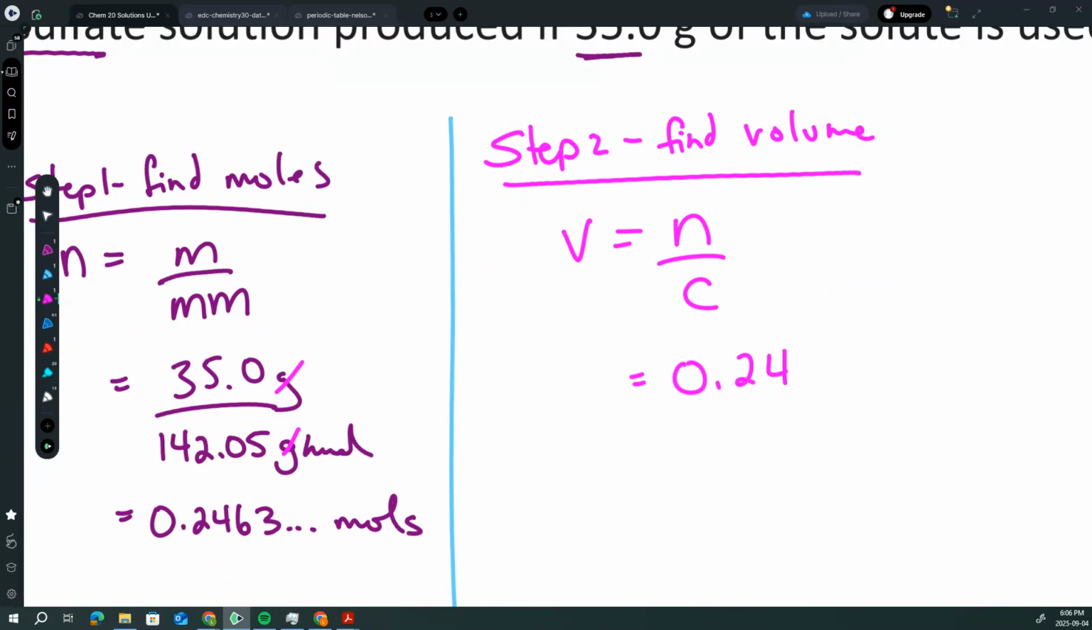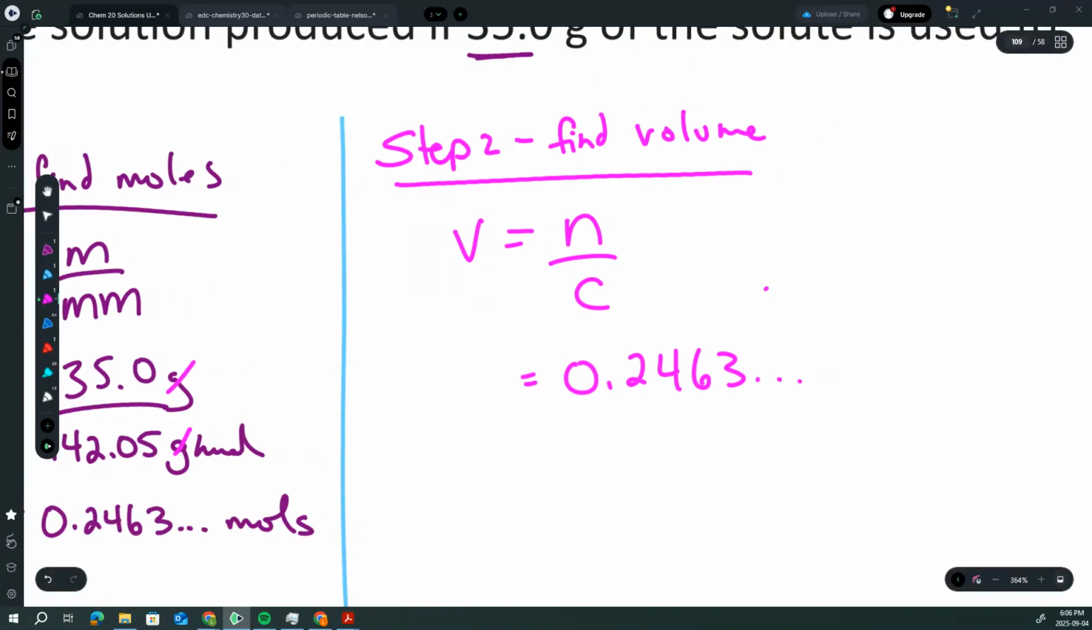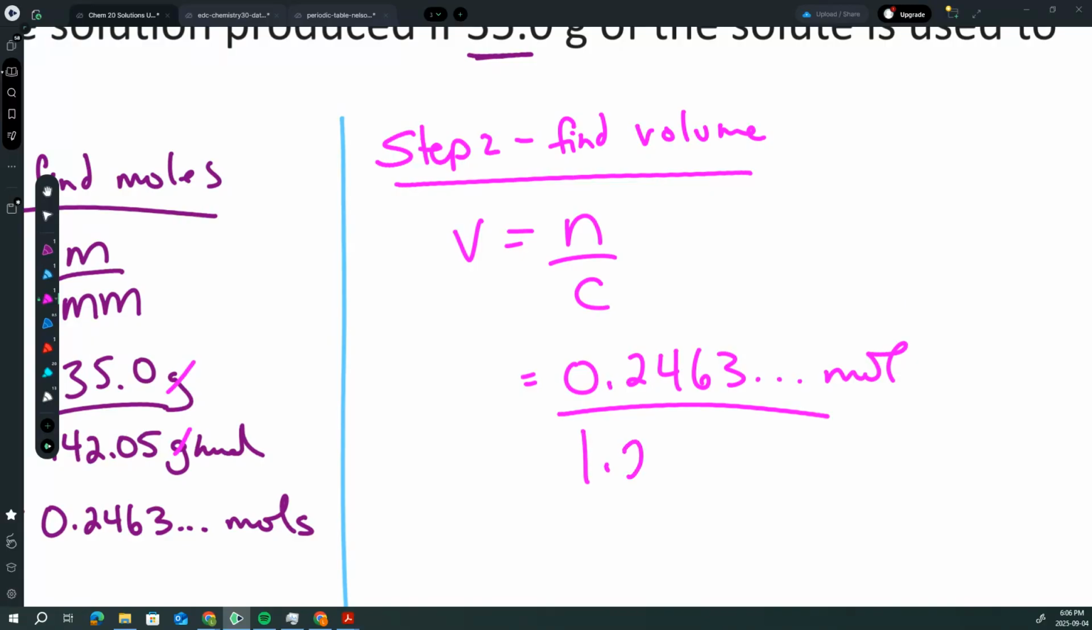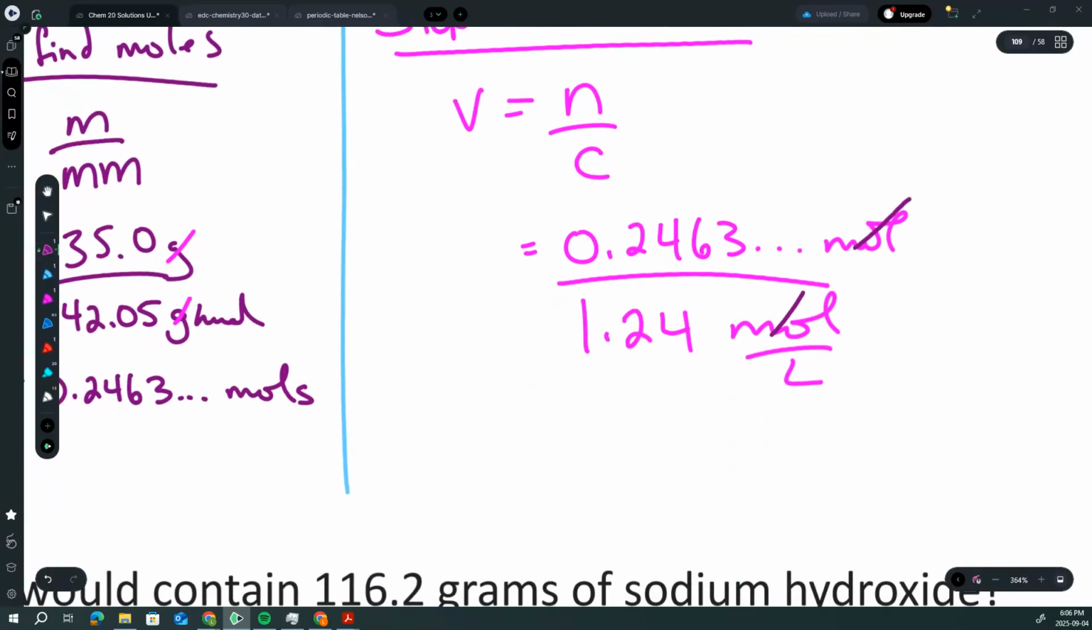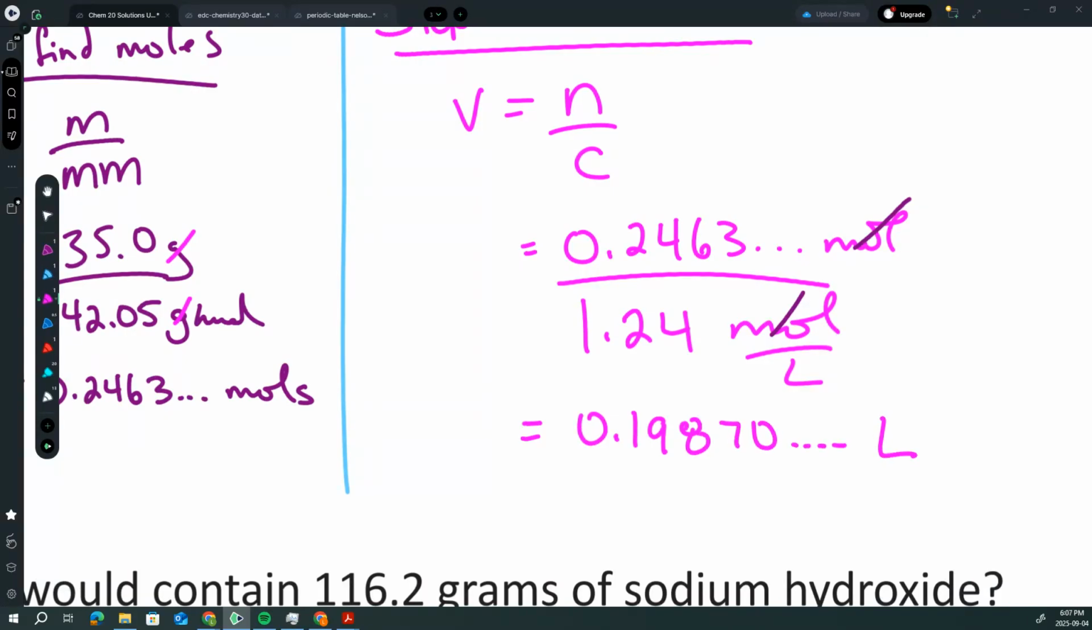So 0.2463. I'm not rounding off this number. I'm using the entire raw number when I do this next calculation. And then concentration, that was 1.24 moles per liter. So then moles cancels out, and we get 0.19870. Keeps on going on forever. That's liters.